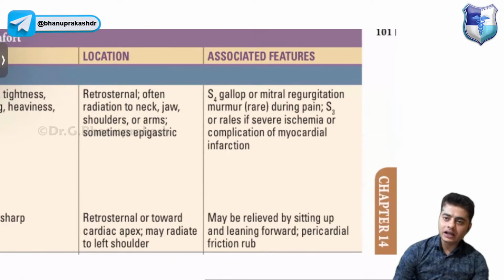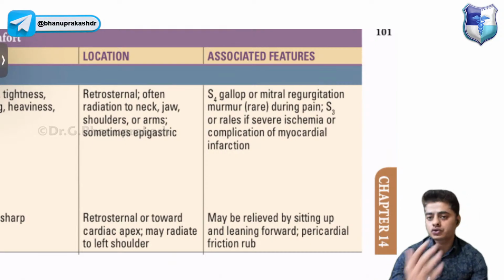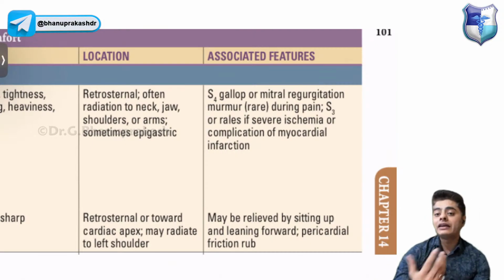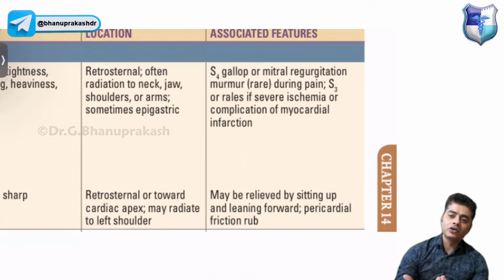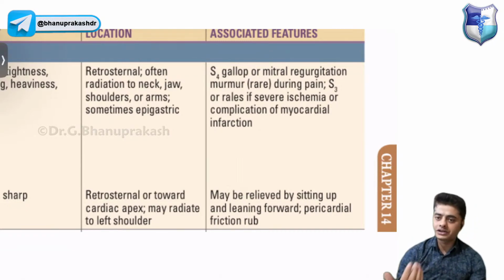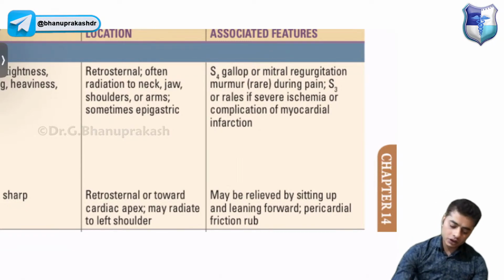What are the associated features you can have? You can have gallop rhythm, because if due to MI the patient goes into failure. You can have mitral regurgitation, which is a mechanical complication of MI. You can get bilateral crepitations because MI can lead to heart failure and heart failure can lead to pulmonary edema. So on auscultation, you can get bilateral crepitations.